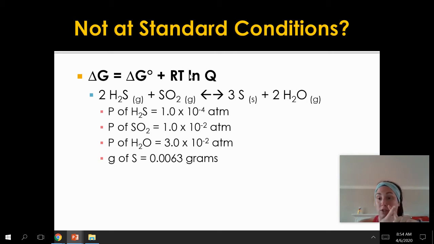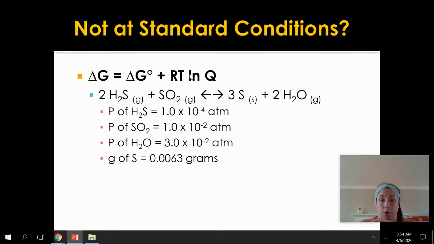You could use your G's of formation to get that delta G at standard state. R, again, is still that 8.314. T is still your temperature. And then instead of K, this equation allows you to plug in Q, aka your partial pressures at any other given point other than equilibrium, or your concentrations at any other point other than equilibrium.